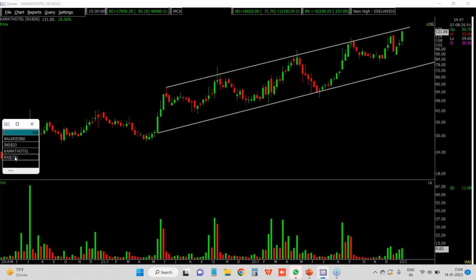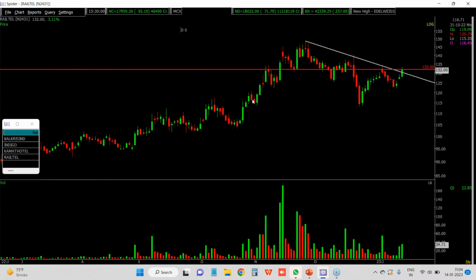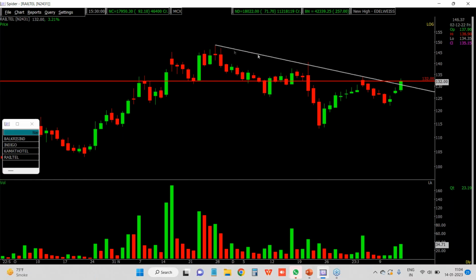Next and last, we can check Railtel. If you look at the daily chart, you can see a trend line over here, and on the previous day, we have seen the breakout of this trend line. But again, this trend line breakout is not enough. For it to go positive, it has to close above 132 point this level, because it is strong.